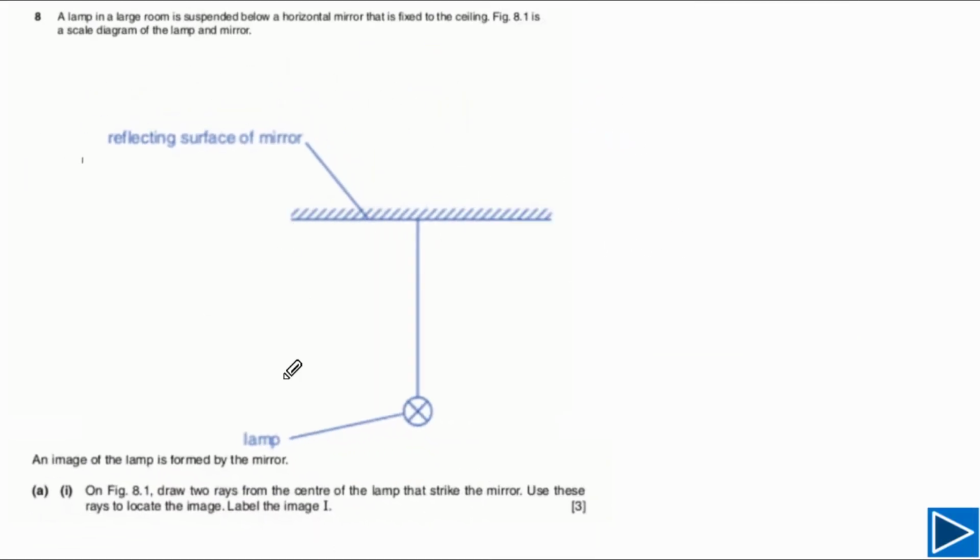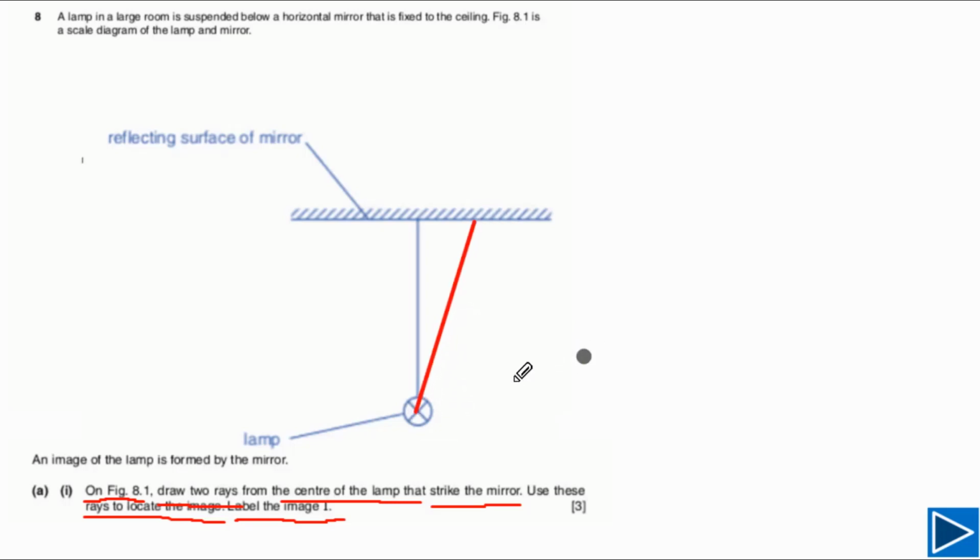This question is also about reflection. For this question, we have a lamp and a plane mirror is placed at this location. The question is asking us, on figure 8.1, to draw two rays from the center of the lamp that strike the mirror. Use these rays to locate the image and label the image using letter I. So first of all, we need to draw incident rays from the center of this lamp. So let's say this is our first incident ray.